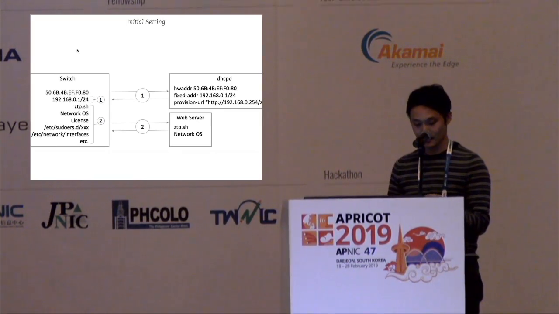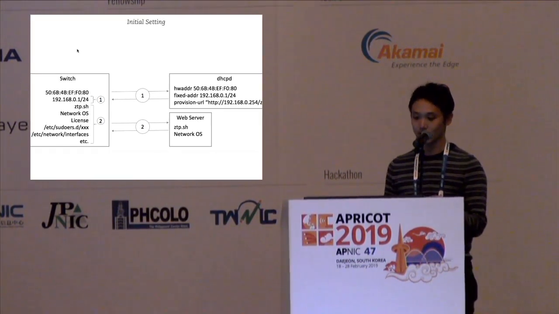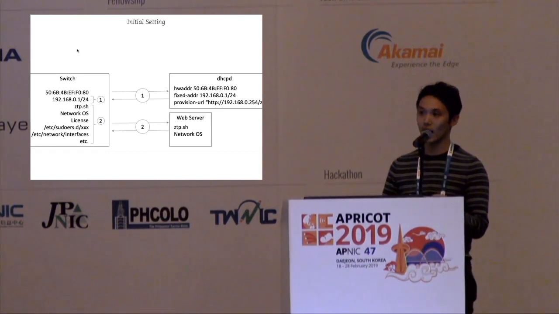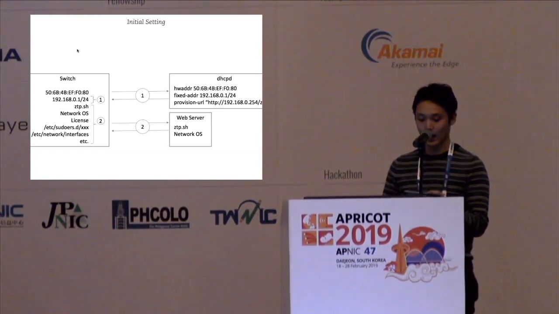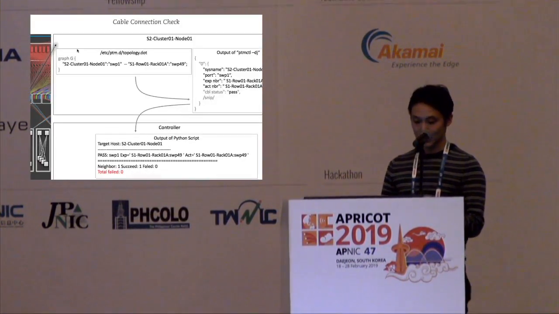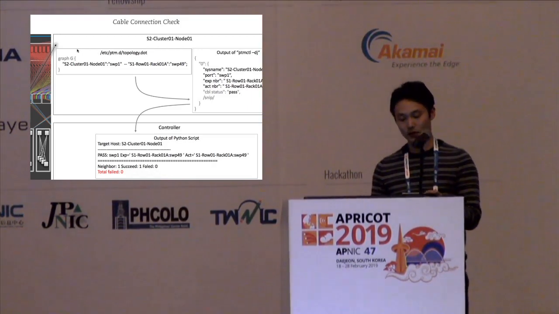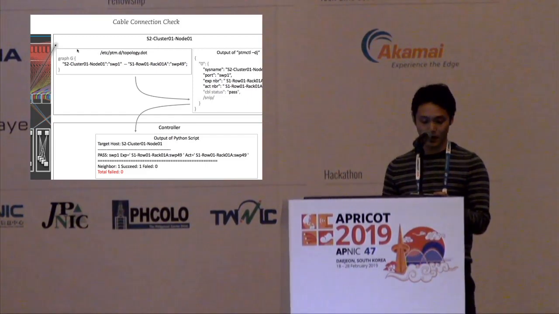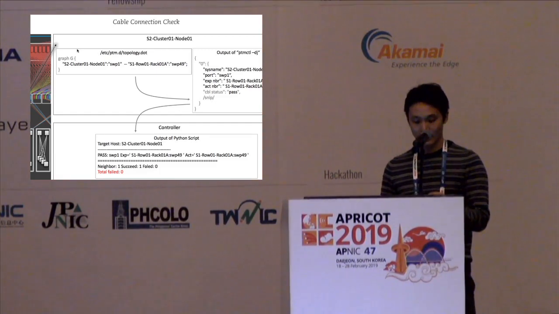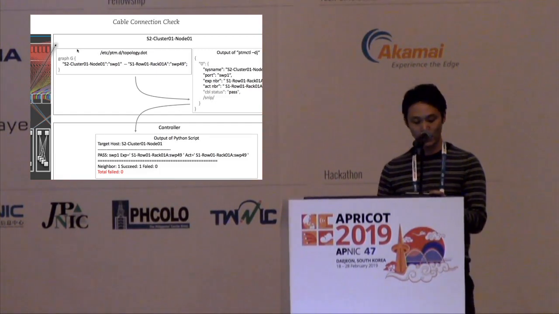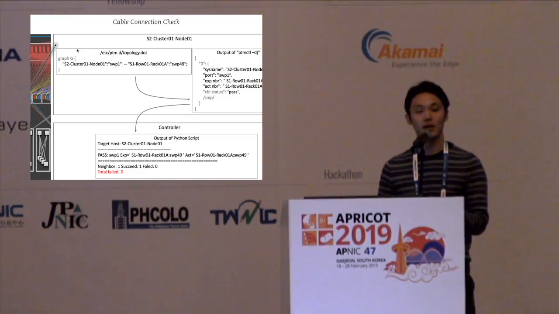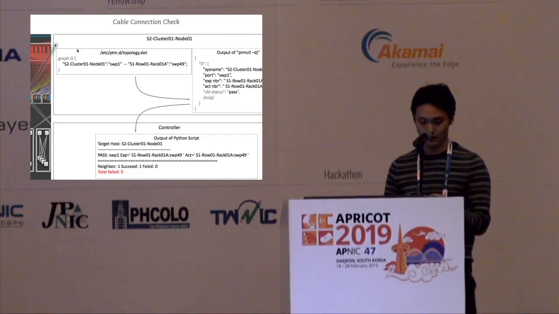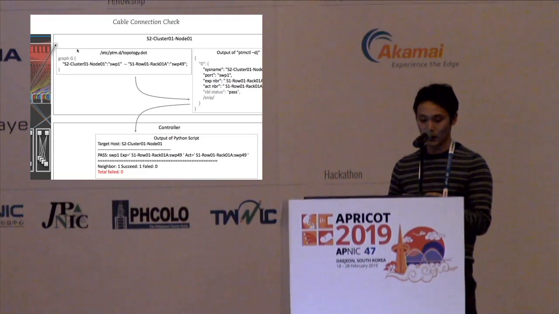Then the next step is cable connection check. Now we have switches ready for access from SSH, and what we have to do is check the actual topology. In our typical pod with 70 to 100 servers, the number of links between switches is more than 2,000. Checking them on site to find out wrong cabling is a time-consuming endeavor and is error-prone. This is exactly where we can also leverage the power of automation.